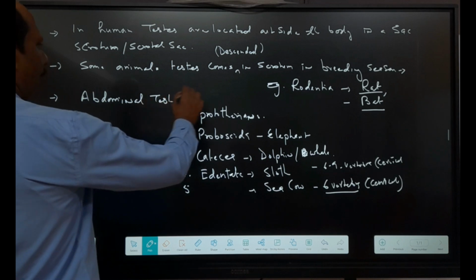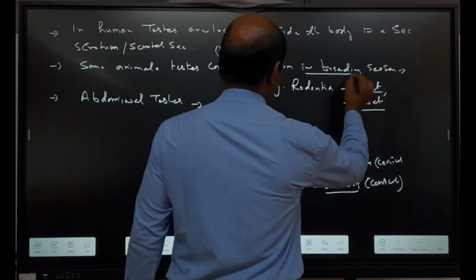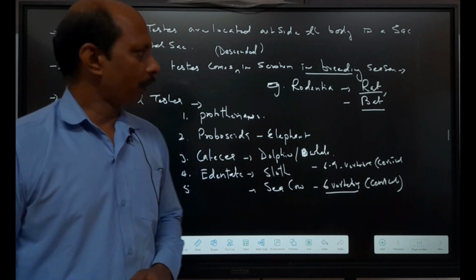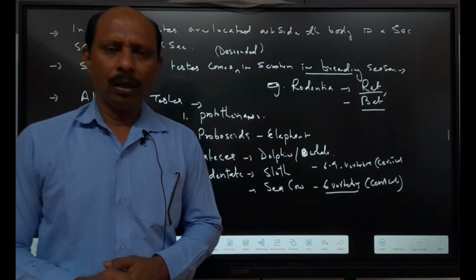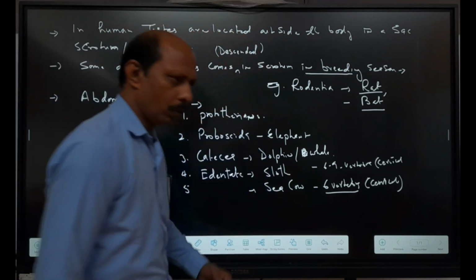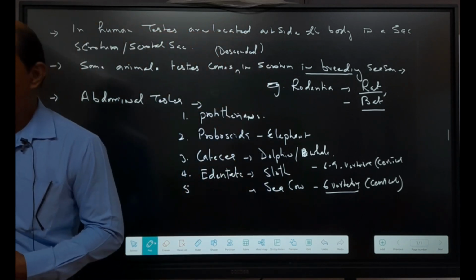And some animals, as I already told you, have the testis descend into the scrotum at the breeding season, as for example rat or bat. Okay, you can write this down, then after we will go to another point.